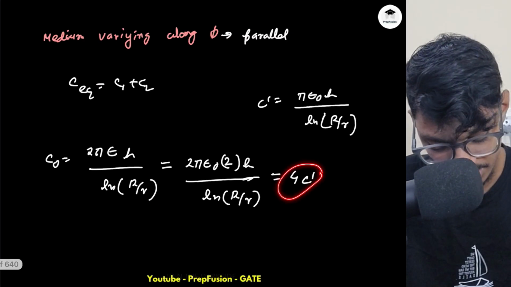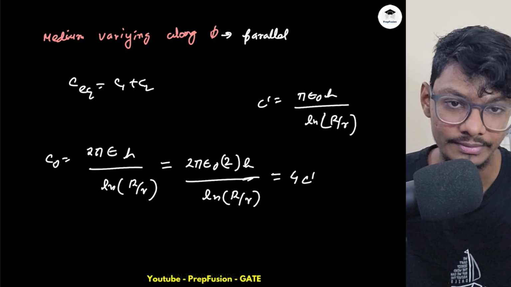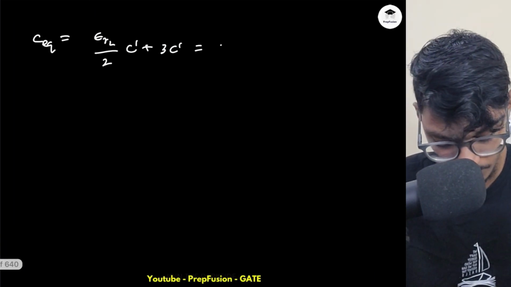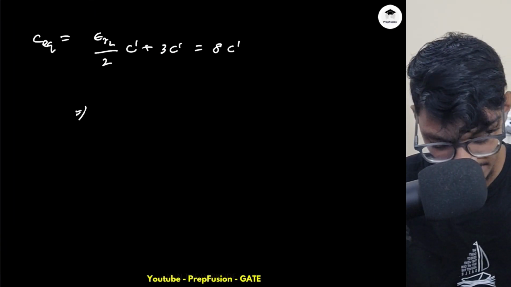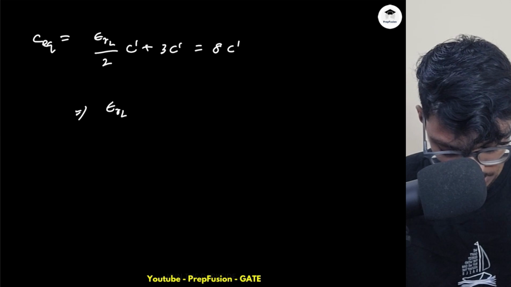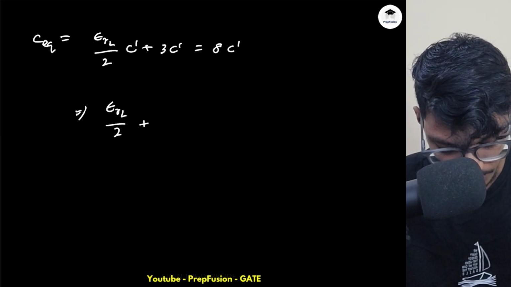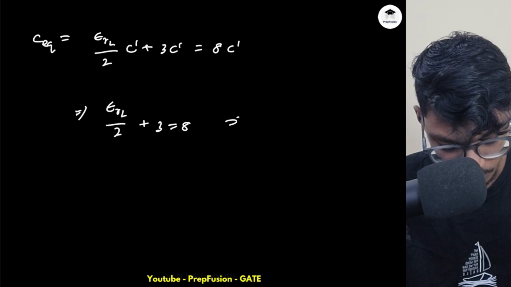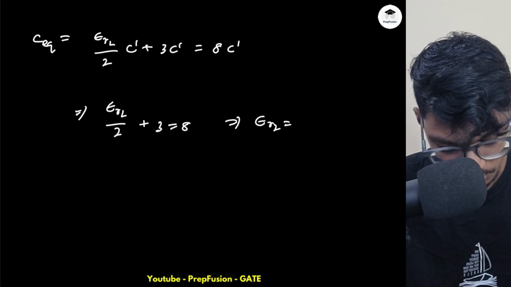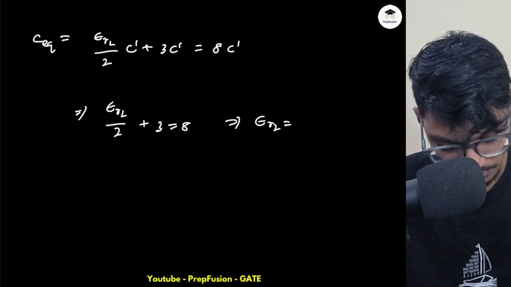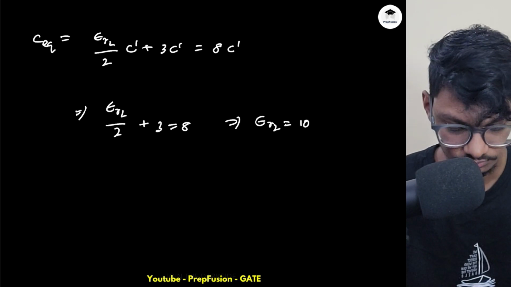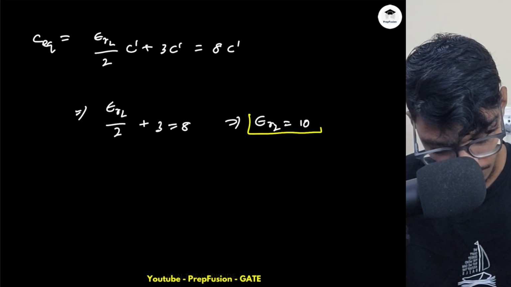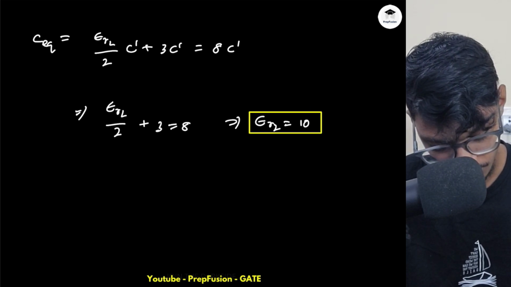So what was the initial capacitance? It was 4 C dash. So the final capacitance will be 8 C dash. This will be equal to 8 C dash. So C dash gets cancelled. I am left with this equation, epsilon R2 by 2 plus 3 equals 8. So my epsilon R2 is simple, 10. Your epsilon R2 comes out to be 10, and this will be your simple answer.